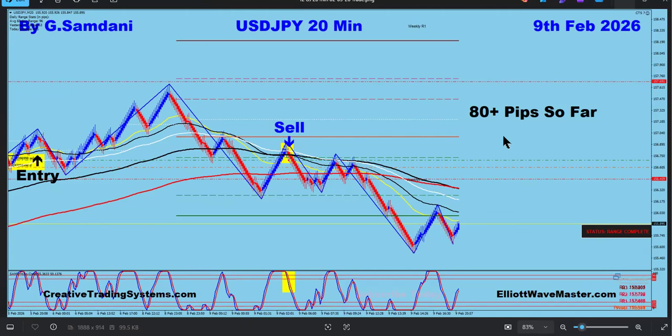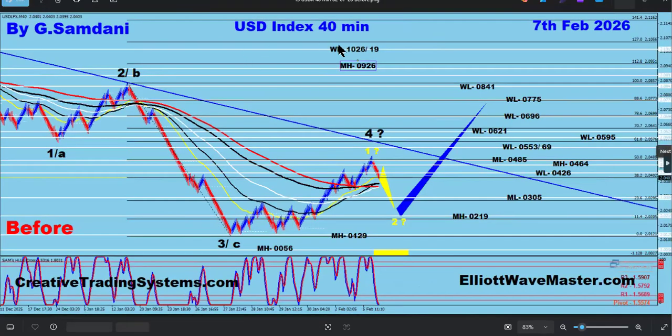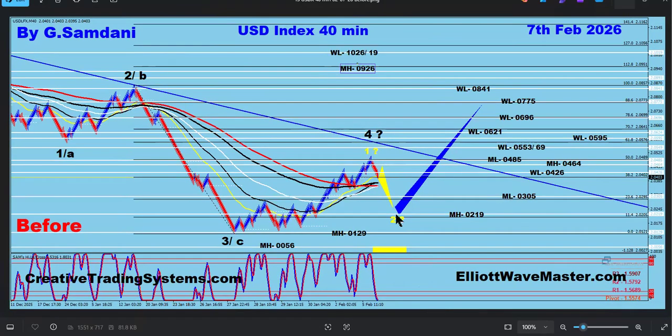USD yen, you see, just three setups. I had like four or five setups, and out of that, three setups went my way and gave me these trades. Another one is the US dollar index. I said that this is going to drop here first, and if it's not going for wave 5, because it's very tricky right now, the US dollar index is very tricky. It can go both ways.